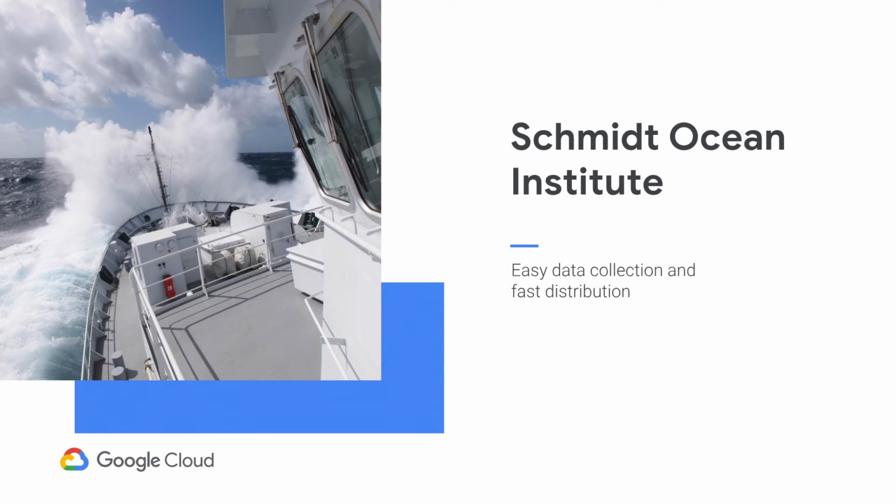So what they do is they mount Transfer Appliance on board the RV Falkor as it goes on its expedition. They collect all of the data to Transfer Appliance, and then when they come back to port, that data gets sent to Google Cloud Storage, and then that's how they distribute the data that they collected to all of the researchers. Huh, interesting.